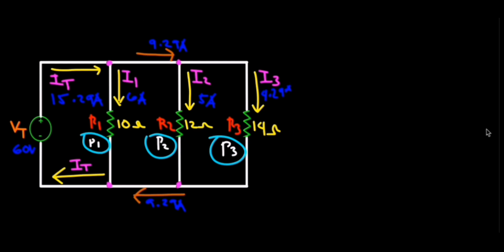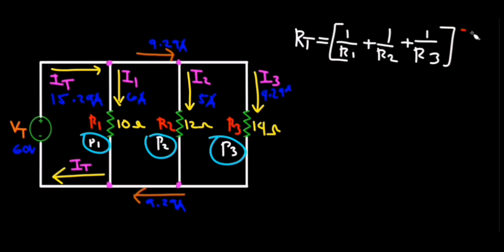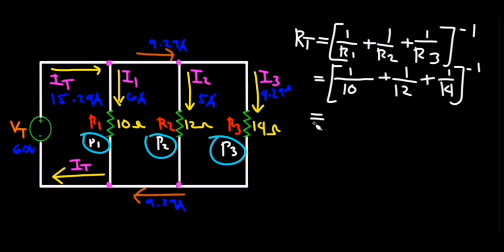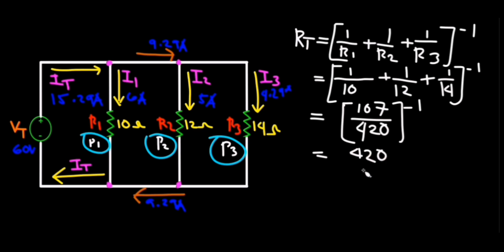Next is to solve the total resistance. The formula of the total resistance of the three parallel resistors is equal to 1 over R1, plus 1 over R2, plus 1 over R3, raised to -1. Plugging in the values, 1 over 10, plus 1 over 12, plus 1 over 14, raised to -1. This will be simplified to 107 over 420, raised to -1. To remove the negative exponent, then it will be 420 over 107. Or it can be simplified to 3.93 ohms.